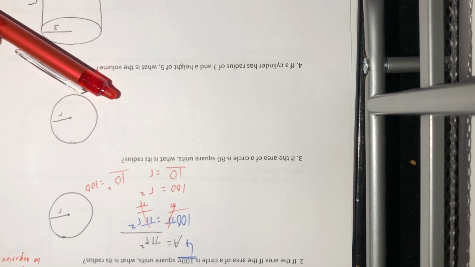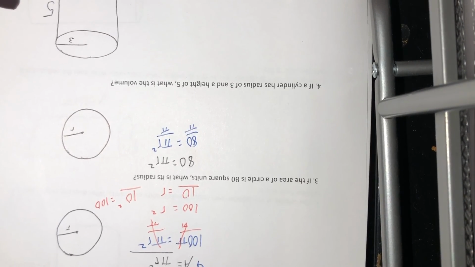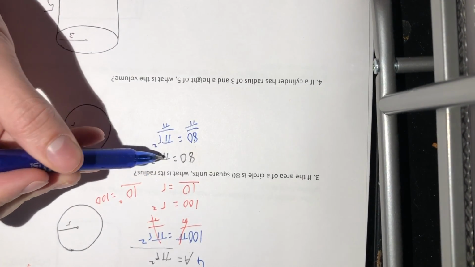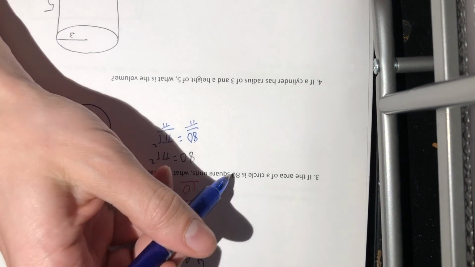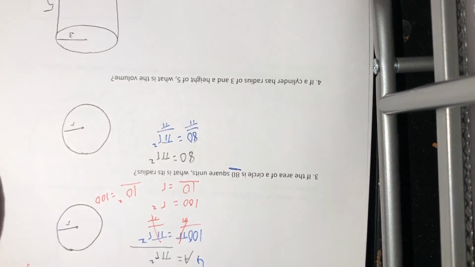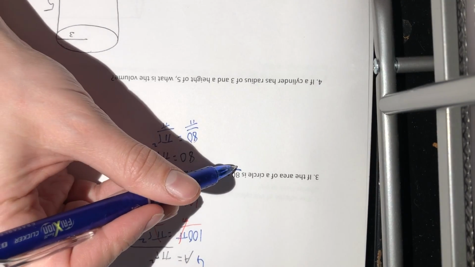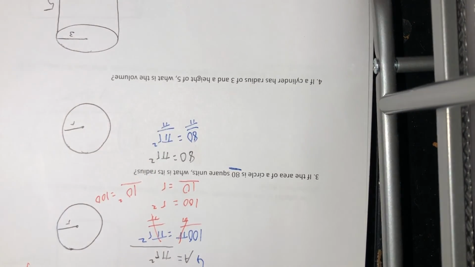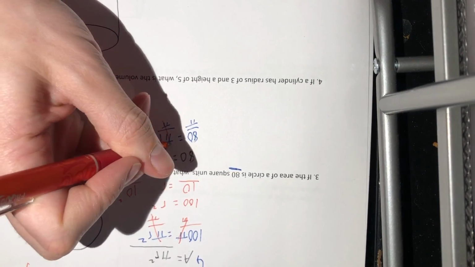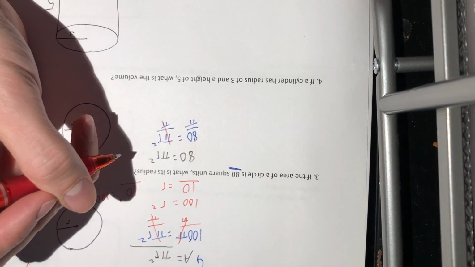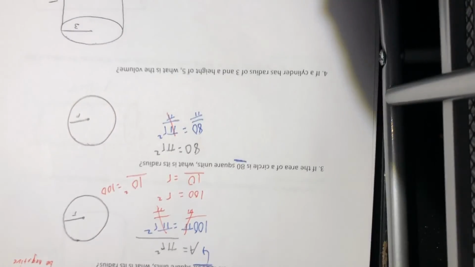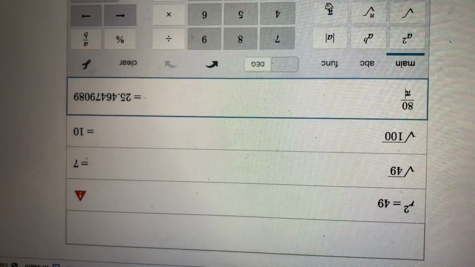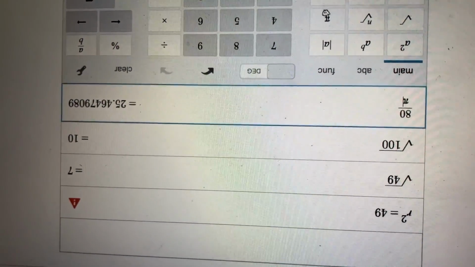If the area of a circle is 80 square units, what's its radius? We made it this far, no problems. 80 equals pi r squared, because 80 is my area, but notice there's no pi. So when I divide by pi in my next step, 80 divided by pi, nothing cancels. I have to go to my calculator and see what 80 divided by pi gets me. And it gets me 25.46 approximately.